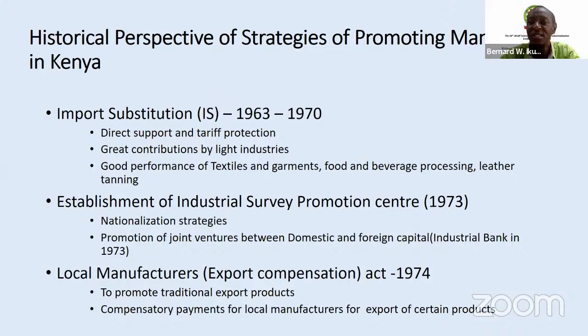So when Kenya got independence in 1963, there was the strategy of import substitution. This had already been taking place even pre-independence, but it continued through independence, where the government was trying to replace imports with locally manufactured goods through protection of local manufacturers and also supporting them. And this led to contribution by small industries. We had what you call bubble garages and so on. The informal sector grew very much. And there was very good performance in textiles and garments, food and beverage processing.